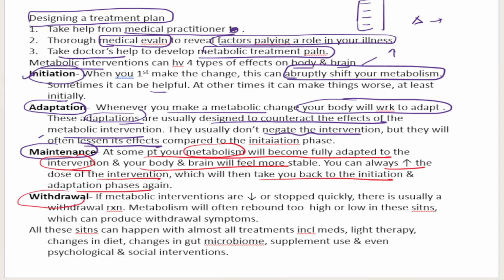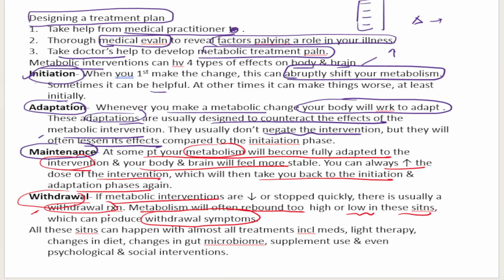Then about withdrawal. If you abruptly stop any metabolic intervention, suppose you initiated a ketogenic diet and you abruptly stop it, then there may be worsening of symptoms, a withdrawal reaction. Or suppose you start taking a psychiatric medication, but later on you abruptly stop that medication, then it will cause a withdrawal reaction. Metabolism will often rebound too high or too low in these situations, and this can cause withdrawal symptoms. So it is wrong to abruptly stop a metabolic intervention.